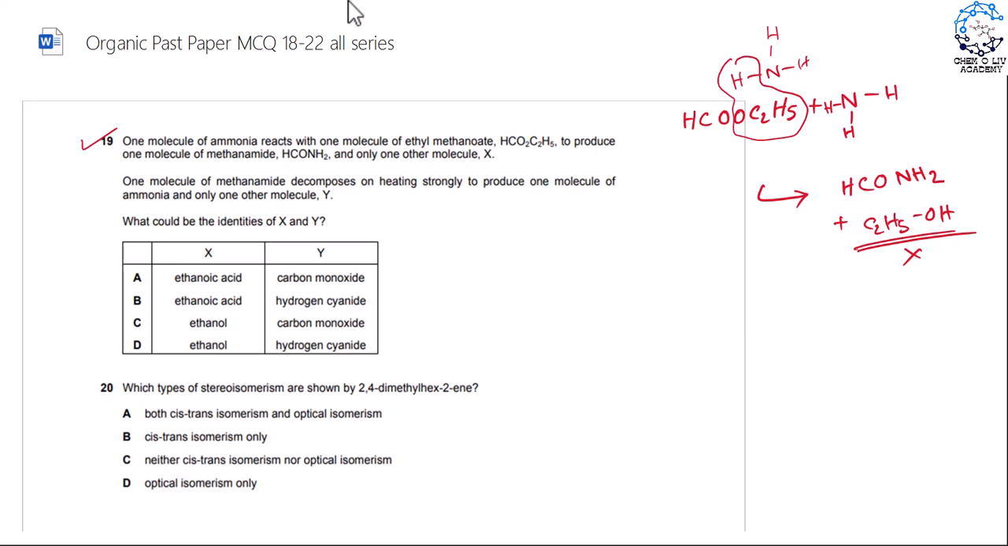That means these two options got cancelled out, so only these two options are remaining. Okay, let's see the next point, what it is saying.